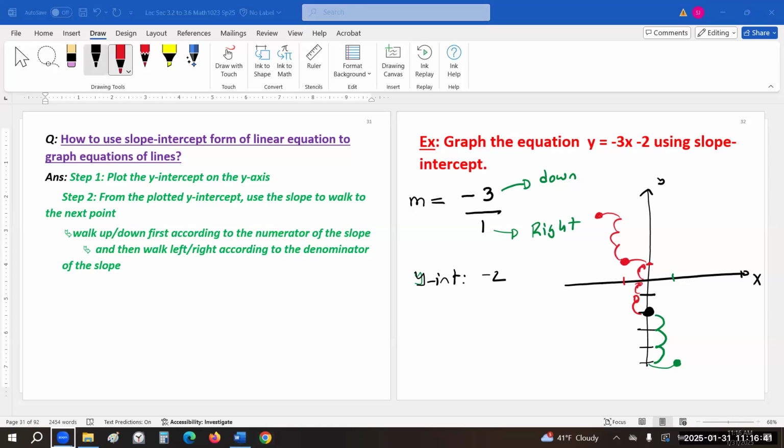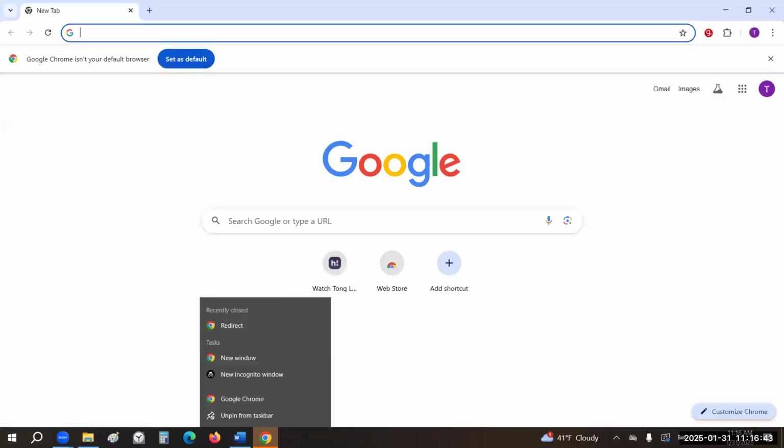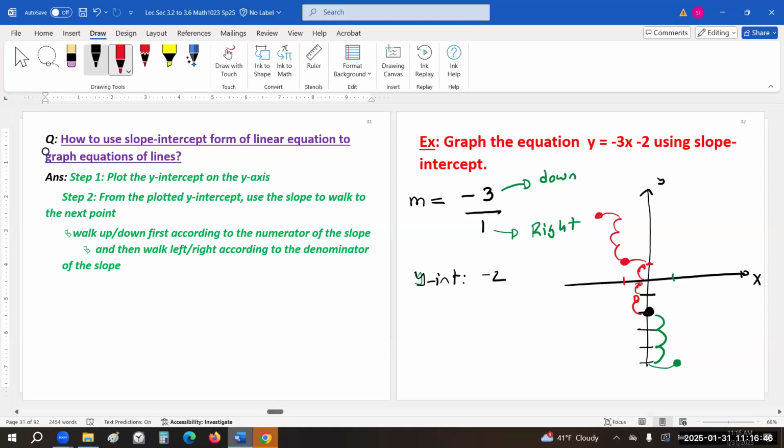Now, finally, with whatever you have, we have to connect everything with a straight line. All these points. Ta-da. So this is the equation of the line. And now you can erase your steps if you want. I'm going to keep it so that later when you see, you can understand your work.